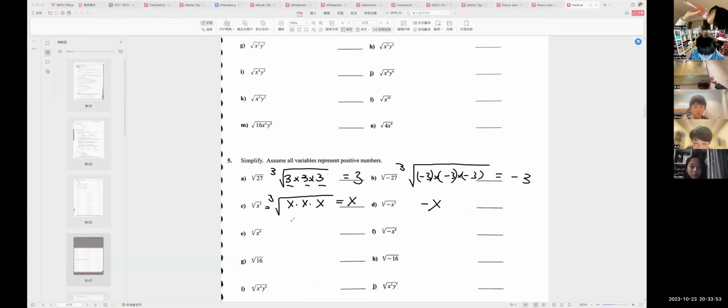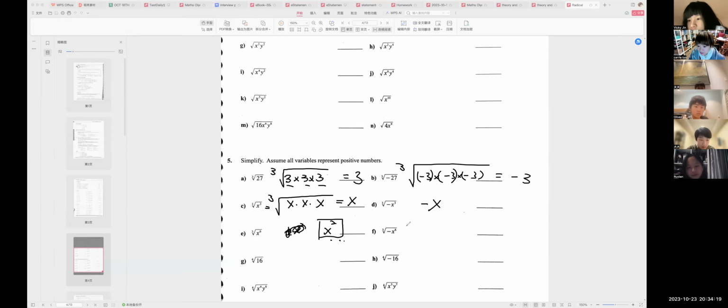Wait, it's positive or negative x squared? Is it positive, negative x squared or x squared? No. Let's take a look at this one, okay? It's just x. It's just x squared. Very good. Okay, next one.